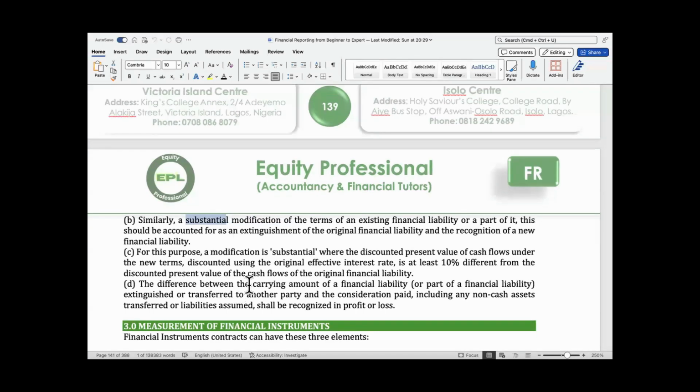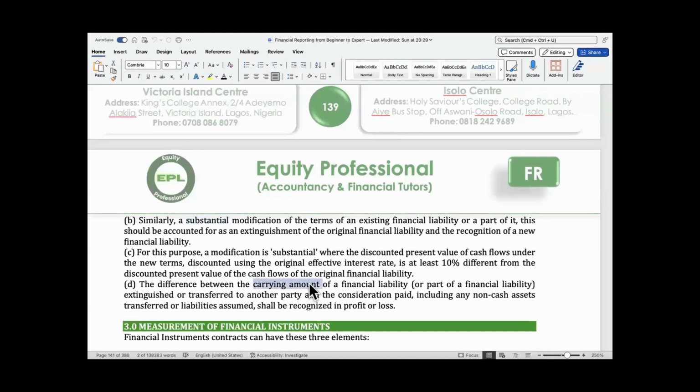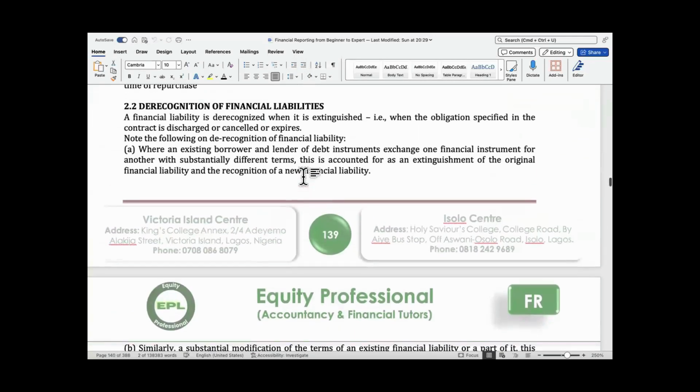Also, when you derecognize, it's possible that the amount you settle might be lower than the book value of that loan. So it can result in you making a profit or a loss as the case may be. Okay, so those are just other issues around the derecognition. Any question on the derecognition of financial liability?